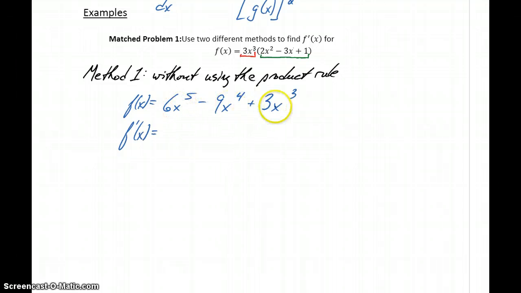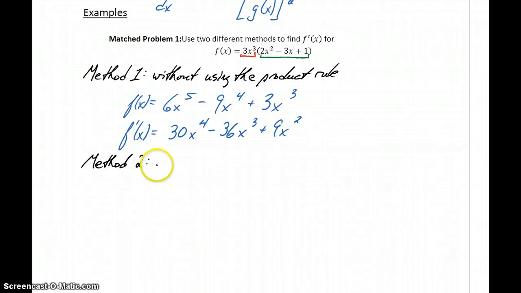So this is just three different power functions. This is going to be 30x to the fourth minus 36x cubed plus 9x squared. And that's our final derivative. We're done. So even though we just spent time introducing the product rule, in some cases, if we can distribute through, or somehow simplify or manipulate our function to go back to simpler methods, we absolutely want to do that.